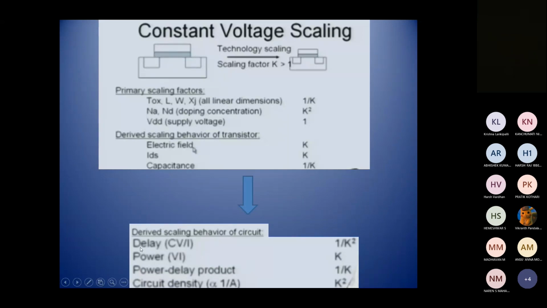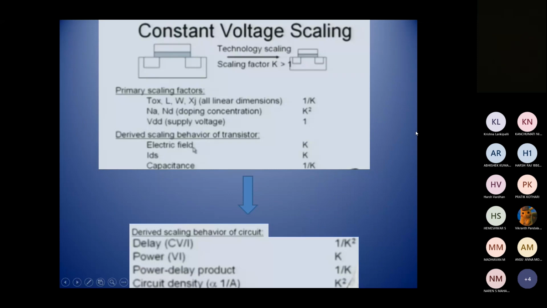Similarly, power is nothing but the product of voltage and current, so that is also reduced by a K factor. Power delay product, that is nothing but power and time delay, the product. So this is also reduced by a K factor. Circuit density means the number of transistors per unit area. So that we call circuit density, and that is multiplied by K square. This is a very important thing. If you can see here, the circuit density is increased by K square.